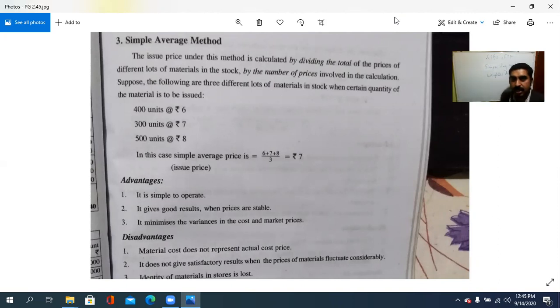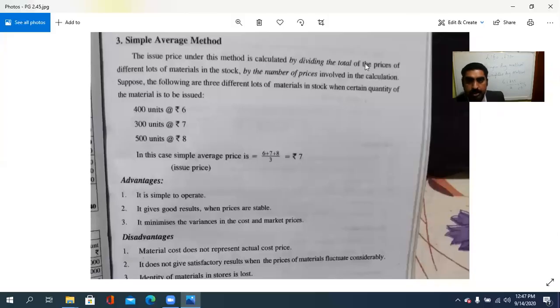Suppose the following are 3 different lots of materials in stock when a certain quantity of the material is to be issued: 400 units at rupees 6, 300 units at rupees 7, 500 units at rupees 8. In such a case, the 3 prices are to be taken: 6 plus 7 plus 8 divided by 3. How much? 15 plus 6, 21, divided by 3. So 7 we are taking. That is the case with regard to the simple average method.